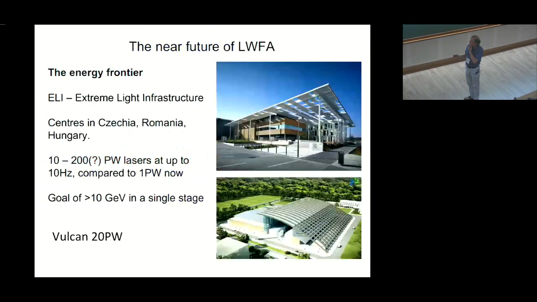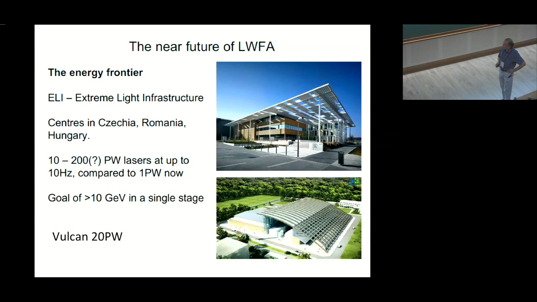This is the future now. So we're getting to the future of the subject. The most powerful lasers are being built in 3 countries in Europe under the ELI umbrella. It's the Extreme Light Infrastructure. The centers are in the Czech Republic, Romania, and Hungary. And they would like to build something like 10 to 200 petawatt lasers.